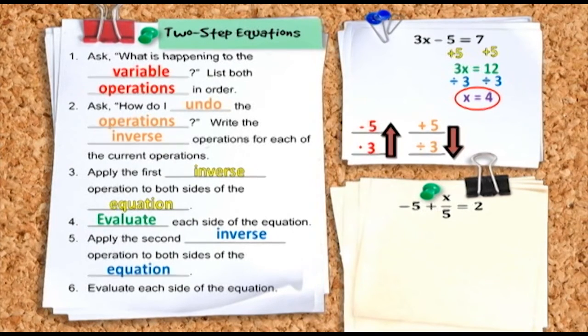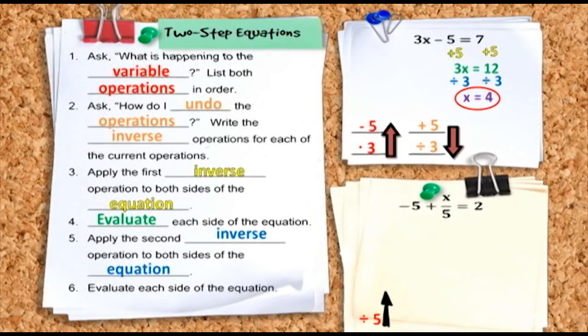Always ask what's happening to the variable. I need to list my operations in order. What's currently happening and how those values are affecting the variable. So I'm going to look at the left side because that's where my variable is right now. In order, there's no parentheses, no exponents. I see divisions, that'd be multiplication or division. So divisions first. I'm dividing by 5.